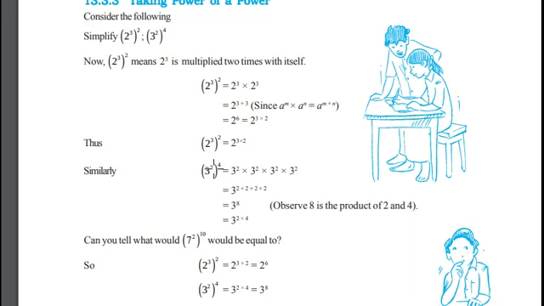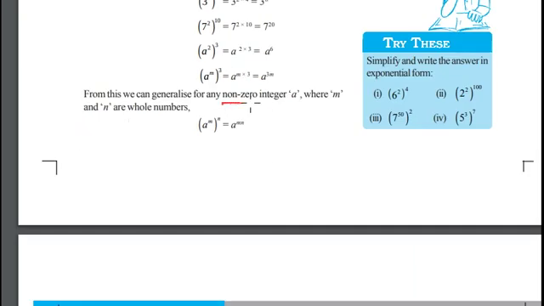We are just multiplying the exponents. 4 times 2 is equal to 8, which is equal to 3 to the power of 8. In the previous example also we can see we are multiplying the exponents. 3 times 2 is equal to 6, 2 to the power of 6. So in general, for any non-zero integer a and m and n are whole numbers, a to the power of m to the whole power n is equal to a to the power of m times n.